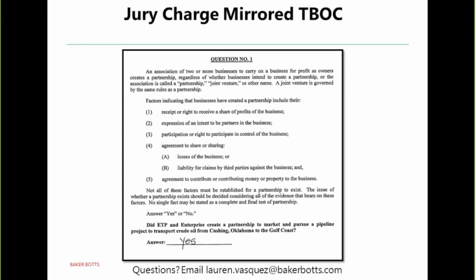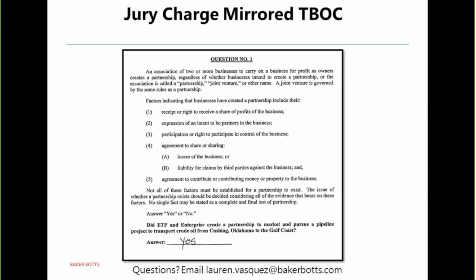So the jury is who has to really wrestle with this question of whether a partnership has been formed or not. And you can see that the jury charge here tracks the TBOC factors that Tim reviewed earlier. Notice that there is no special treatment and no special consideration for the written agreement that we just reviewed. Rather, that is handled in number 2 on the screen, that is an expression of an intent to be partners in the business.